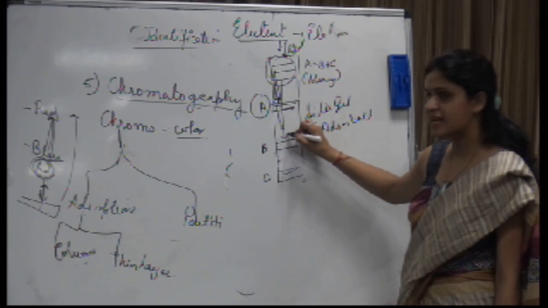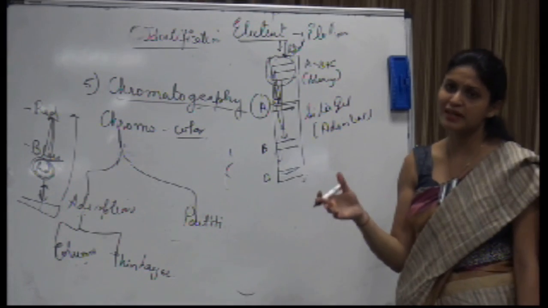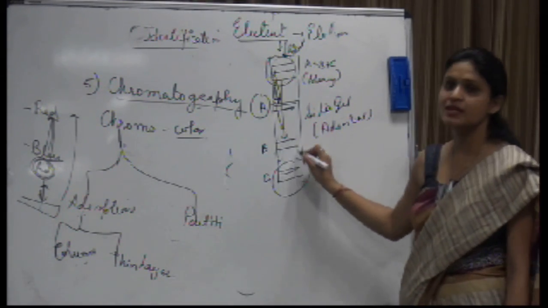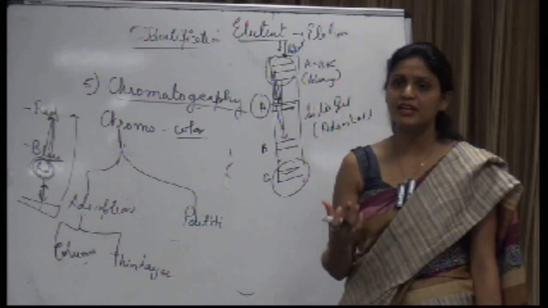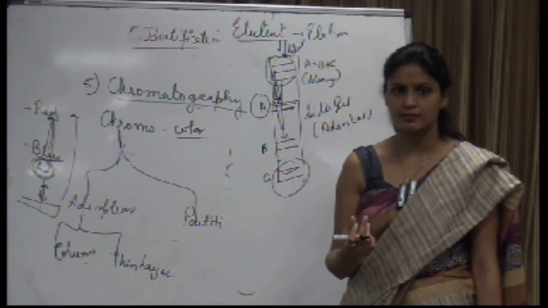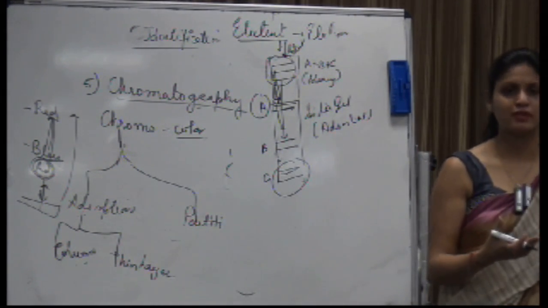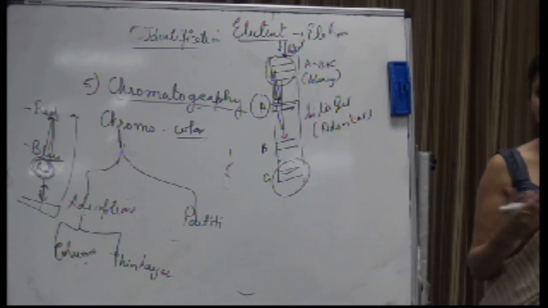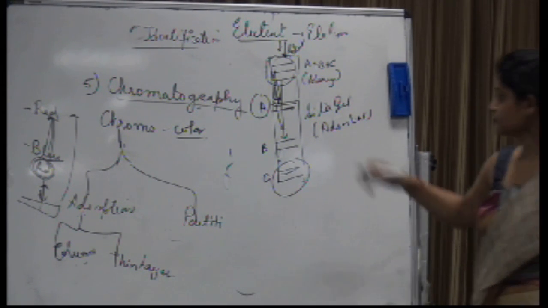Later B has separated out, that means it has greater affinity as compared to A but lesser affinity as compared to C. C has eluted last, that means it had the highest affinity towards the eluent. So this way I can separate different components using chromatography, and I have obtained the purest form of the compound.